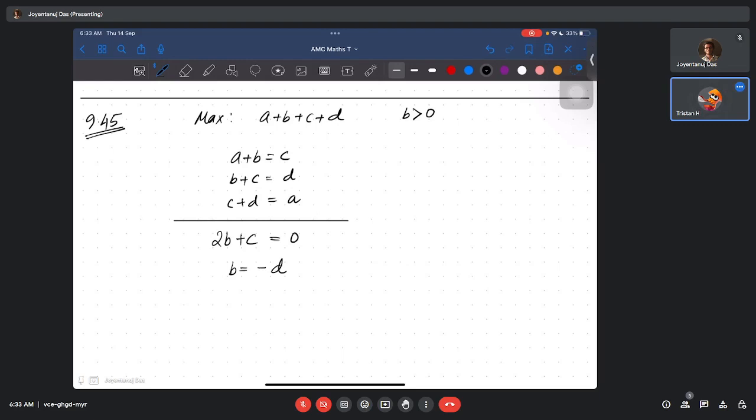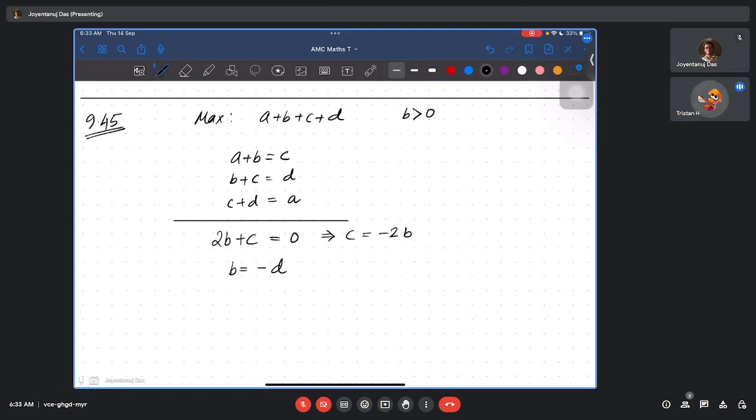And then using that, I put d equals -b into the b plus c equals d equation to get c equals -2b. Yes, that from here only you will get, right? c equals -2b. Yes, you can also get it from there. So what about a? And then a equals -3b. Right.